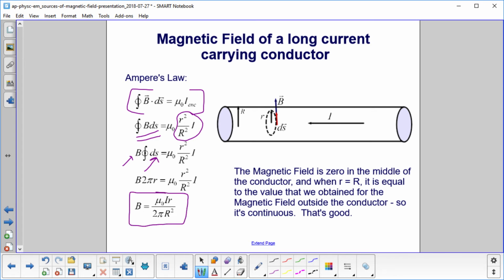So that looks like a linear function, right? Because the only variable there is little r. So the magnetic field is 0 in the middle of the conductor, and when little r equals big R, it is equal to the value that we obtained for the magnetic field outside the conductor. So it's continuous. That's good.